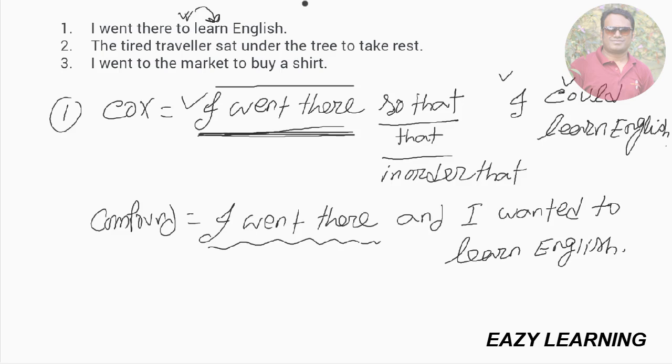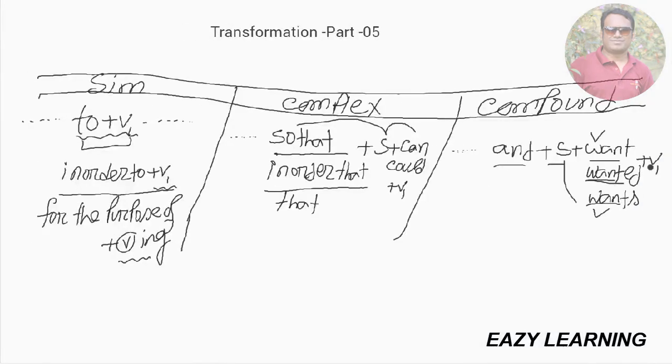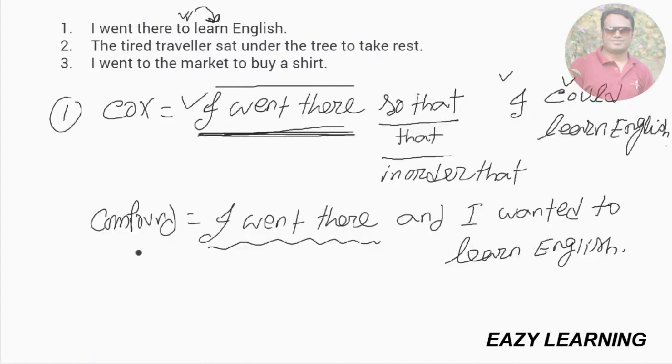So dear students, according to this structure, I have to write after want, once plus to plus verb 1. So it has been missed. Sorry for that. So dear students, I am sure you have already understood how I have changed complex and compound sentences.